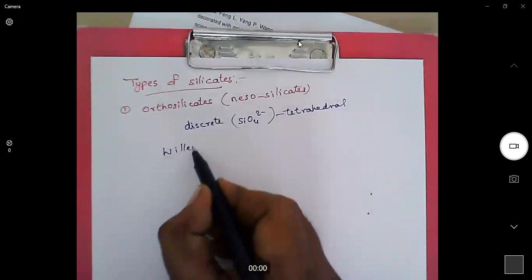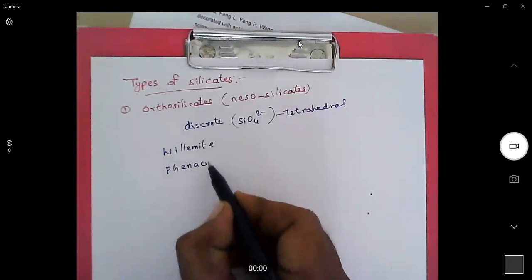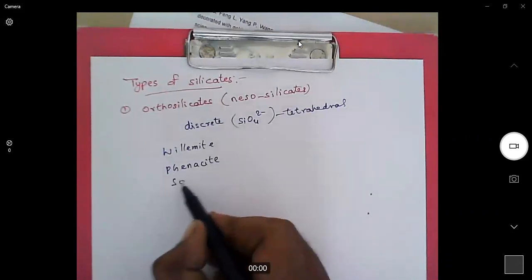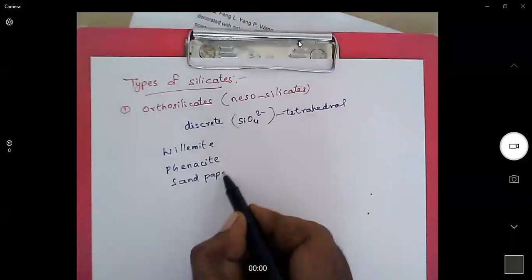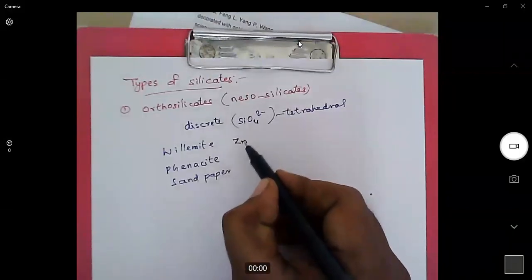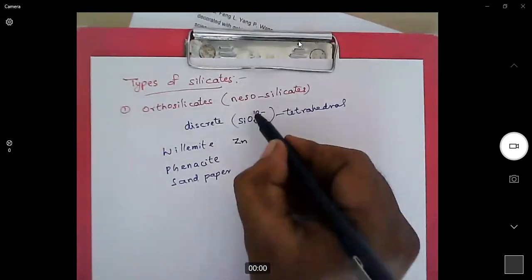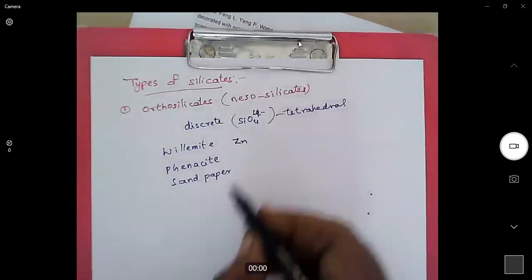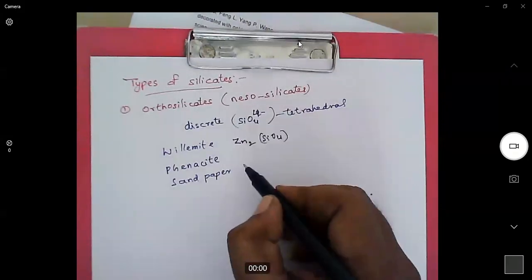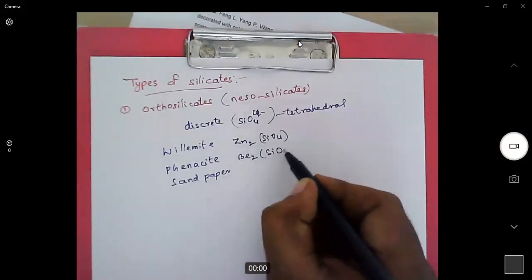Examples: willemite, phenacite, and sapphirine. What is willemite? Willemite is zinc 2 SiO4. Phenacite is beryllium 2 SiO4.